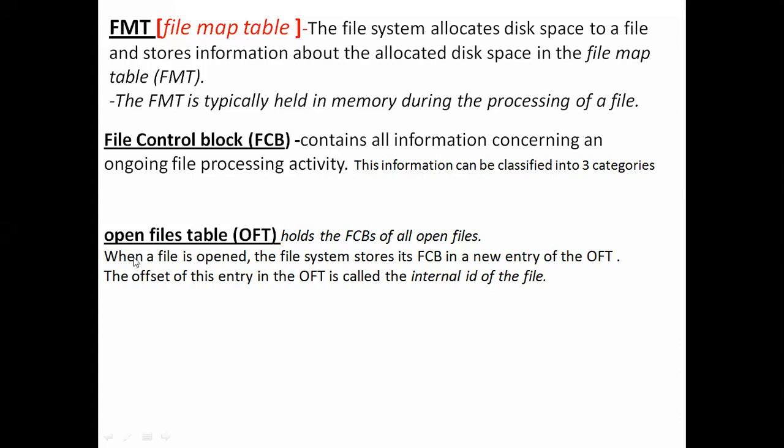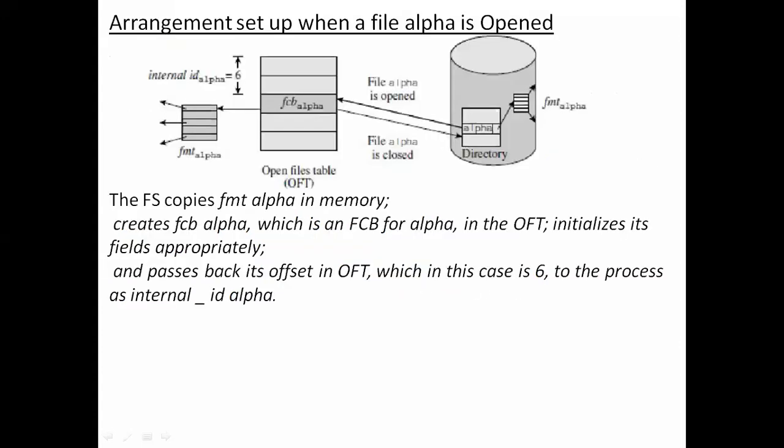That means if I open a file, then the file system will store its file control block in a new entry of the OFT. For this we have a figure which shows that upon opening the file, the file system stores its file control block in a new entry of the open file table, where you can find the offset also. The offset of this entry inside the OFT is called the internal ID of the file.